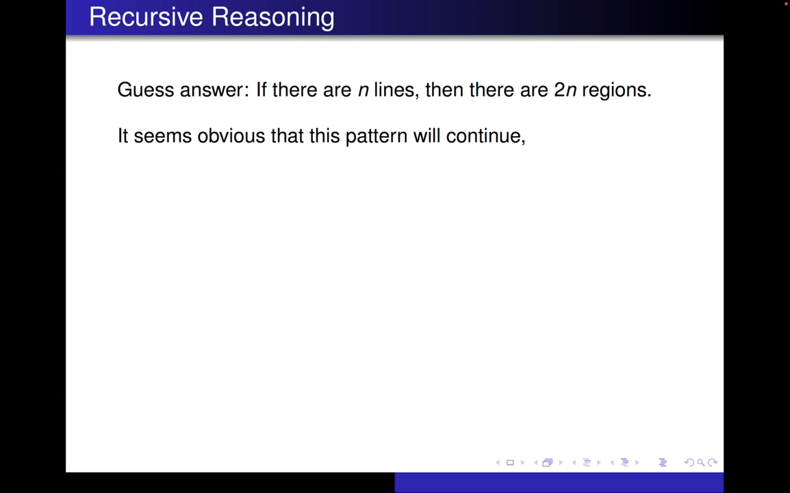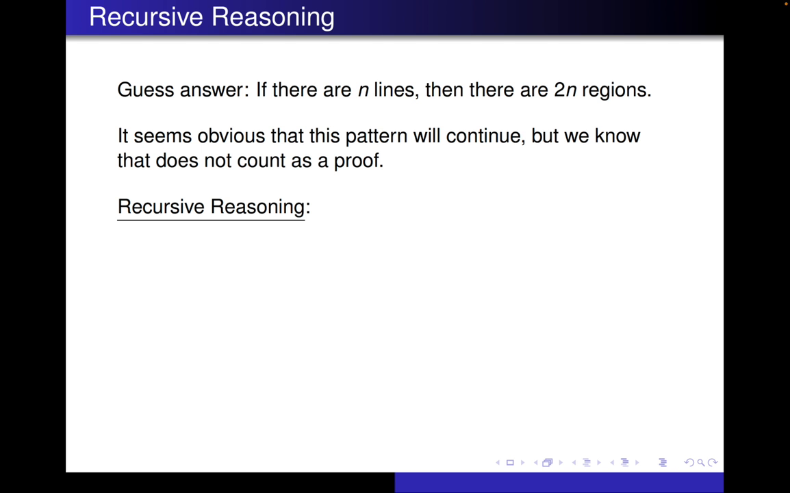Now it does seem obvious that this pattern will continue, but just knowing the answer and being supremely confident that that answer is correct does not count as a proof. So we're going to have to find a way to prove it. And the way we're going to do it is through something called recursive reasoning. Recursive reasoning happens when you have infinitely many things that you have to do in principle, but you want to be able to give instructions in a finite way.